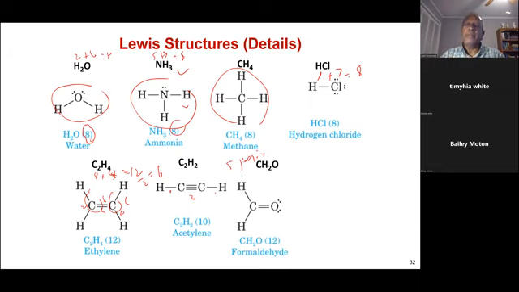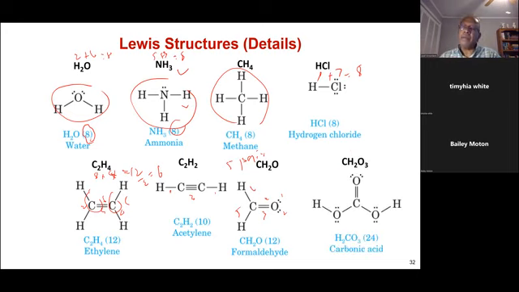Formaldehyde. The Lewis structure is this. Connectivity is carbon, oxygen, and you put the hydrogens. Then 12 electrons in the Lewis structure, or 6 pairs: 1, 2, 3, 4, 5, 6. 6 electron pairs. This is carbonic acid. When you dissolve carbon dioxide in water, you get carbonic acid. It's in your soda drink, carbonated drinks. This has 12 electron pairs.